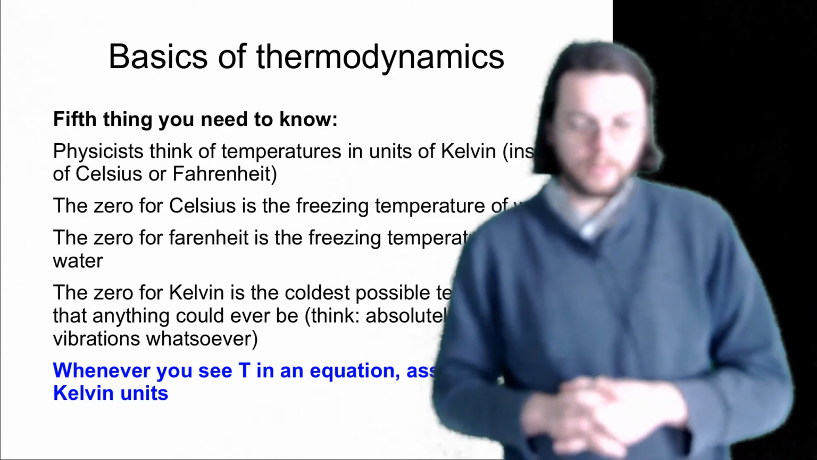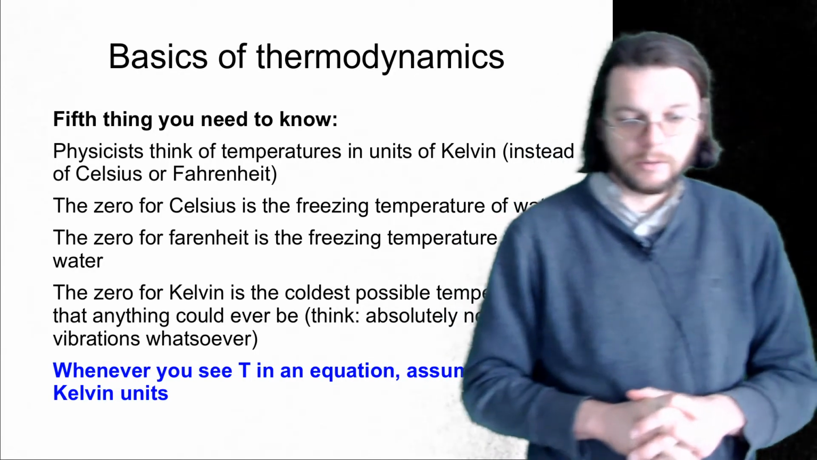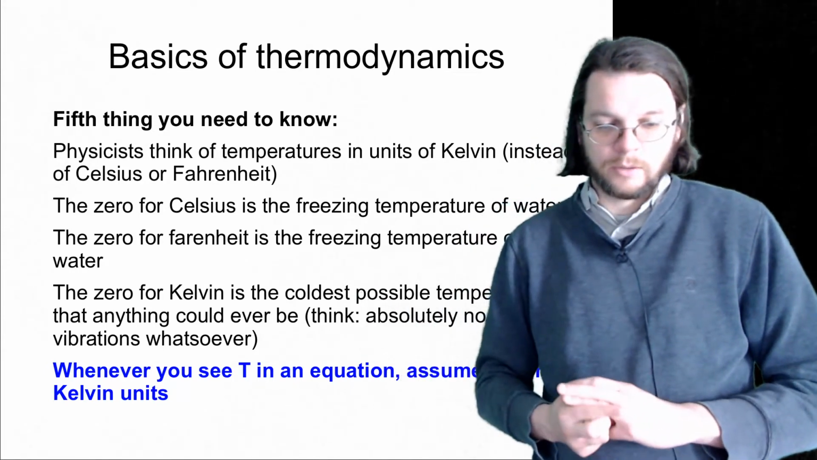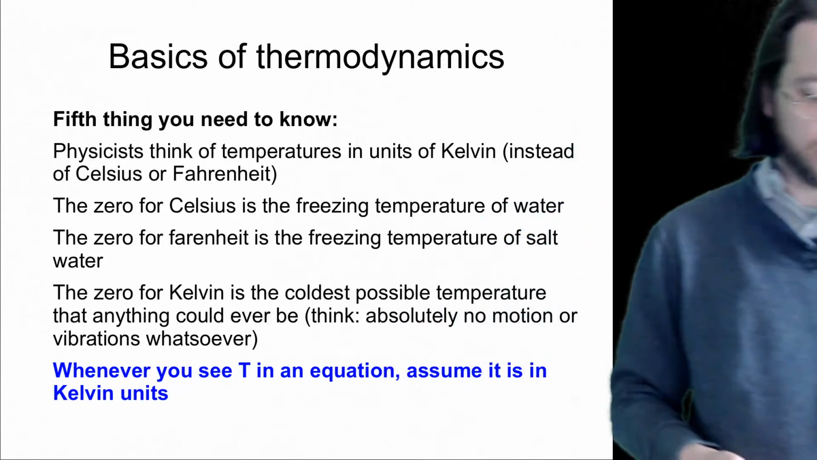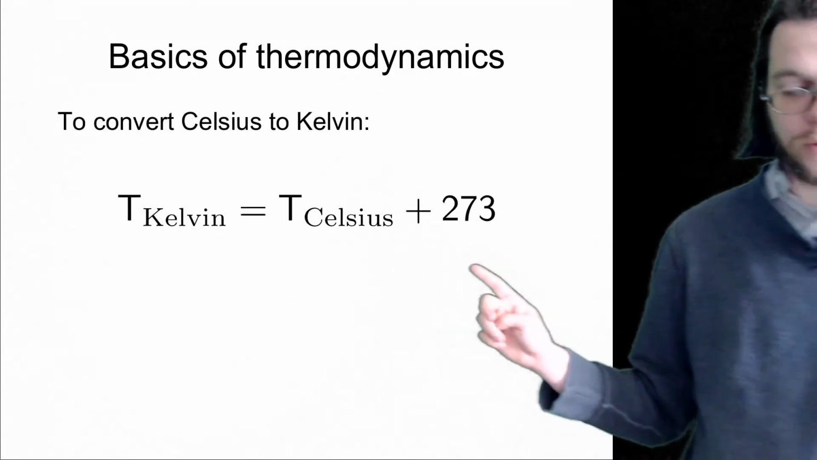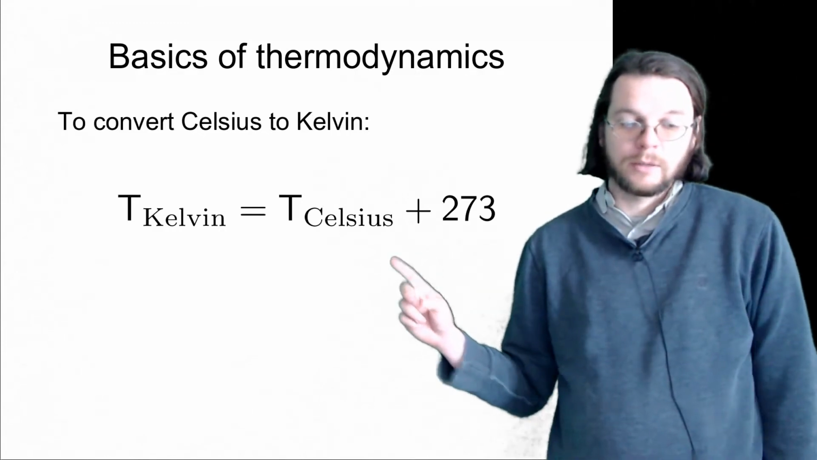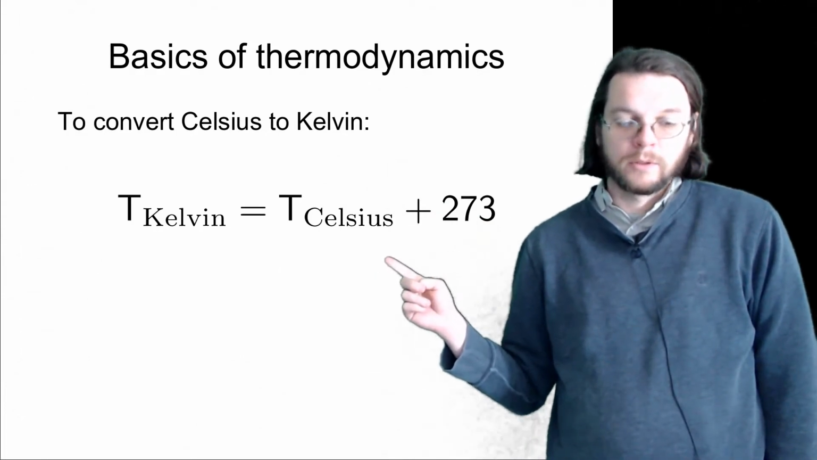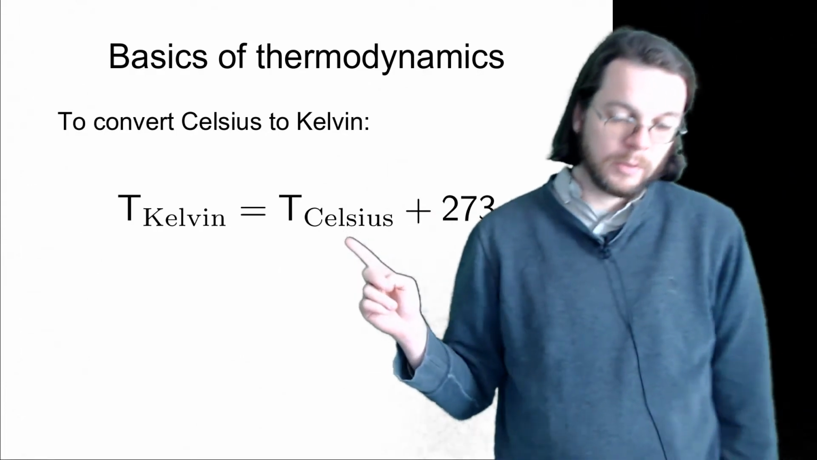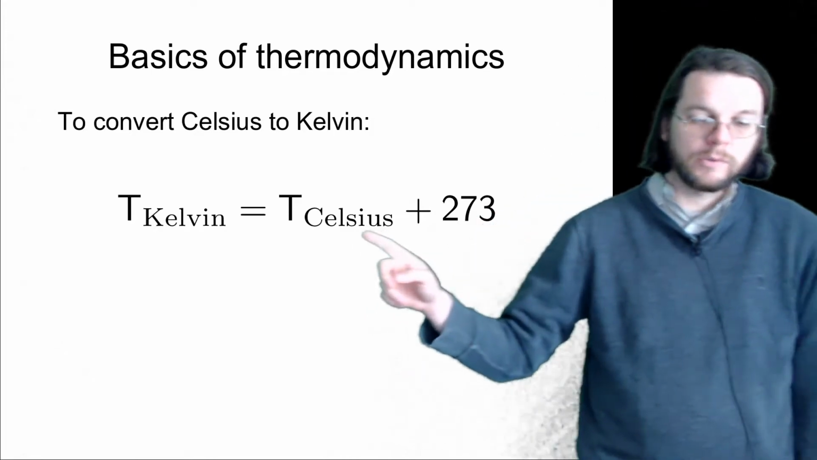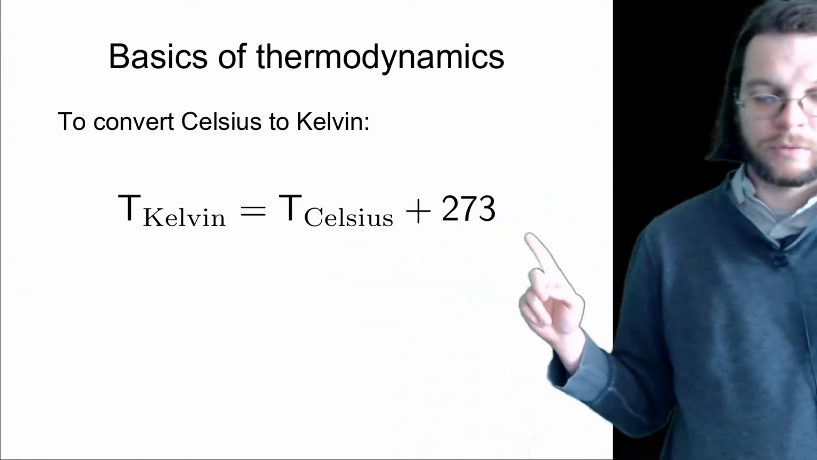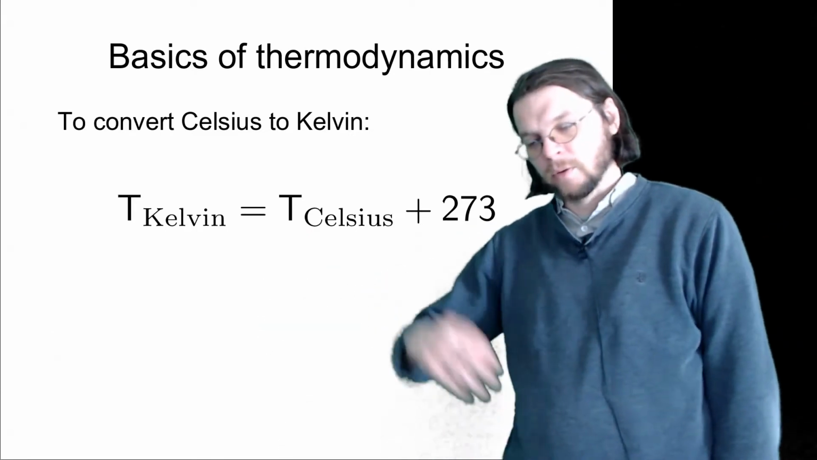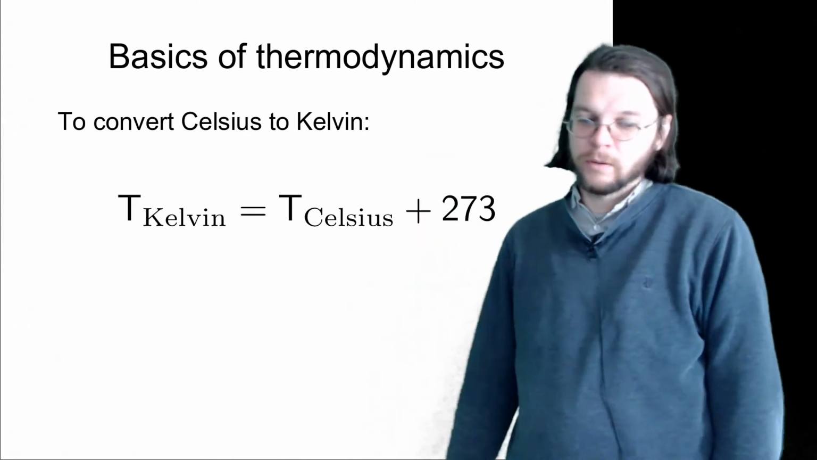A fifth thing to know is how to convert from Celsius to Kelvin. I don't really care that much if you can convert from Fahrenheit to Celsius. But I do care very much that you appreciate that if you have temperature in Celsius, to get Kelvin, you add 273 to it. Room temperature, I forget, is maybe like 25 degrees Celsius. So 25 degrees plus 273 gives you 298, almost 300 Kelvin. A lot of times we just say room temperature is 300 Kelvin, and that's good enough.